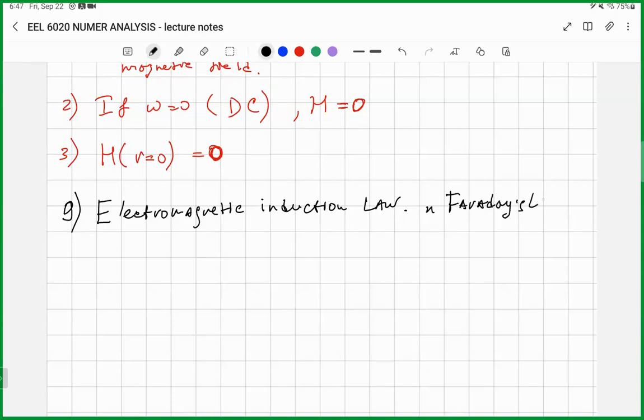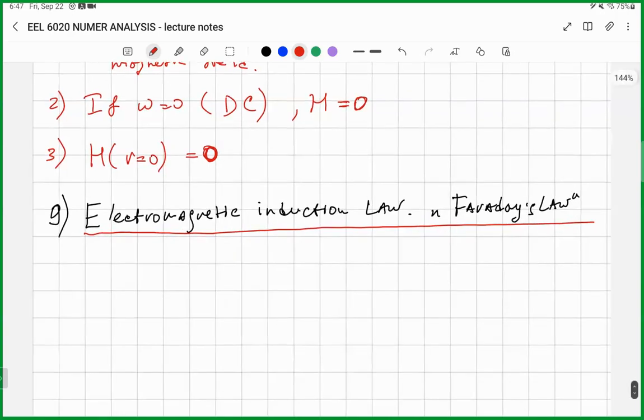Faraday was a great scientist, a great experimentalist. In contrast to Maxwell, he was an experimentalist, and he discovered this effect of electromagnetic induction. And today is actually his birthday, right? So very nice that we are talking about Faraday's law today. All right, so what Faraday discovered is the fact that variation of the magnetic field leads to the creation of the curl of electric field.